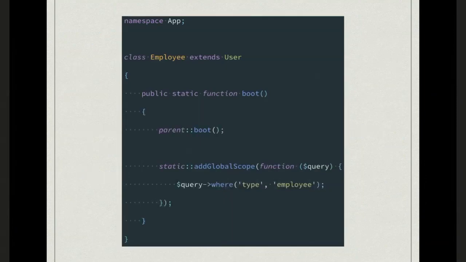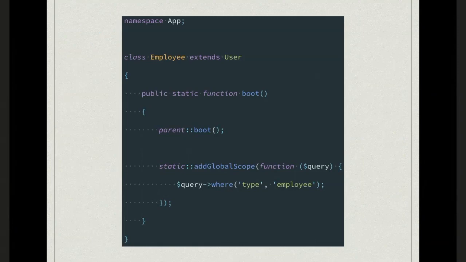So class employee, which extends our user. We're redefining the boot method, which already exists on the Eloquent model class, so we're just overriding it. The very first thing you have to do is say parent boot. That's just saying go run the boot method that's defined higher up in the parent class. And then we're going to define our global scope.